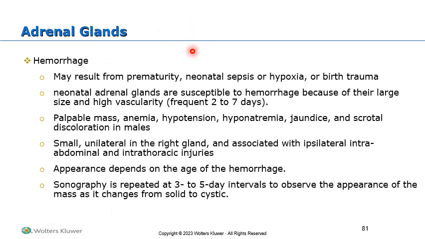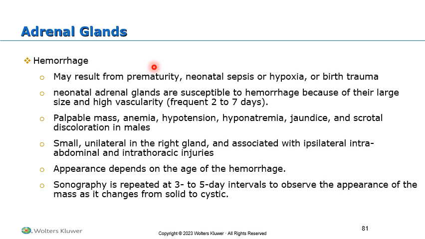Okay, hemorrhage of the adrenal gland. This usually results from a premature birth, neonatal sepsis, or hypoxia or trauma at birth. In this particular case, the adrenal glands are susceptible to hemorrhage because of their large size and high vascularity. Also, them being very superficial in the newborn fetus, or the to-be-born fetus, would cause them to more easily be traumatized.